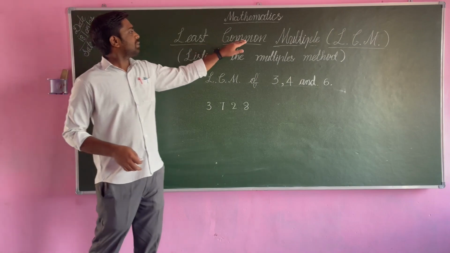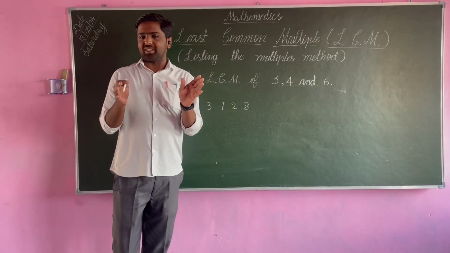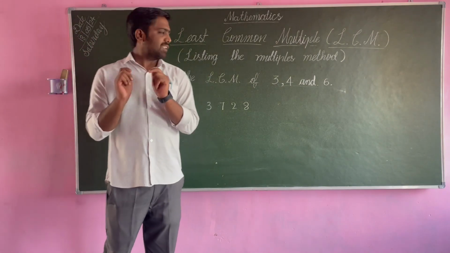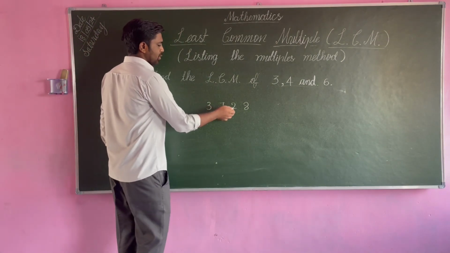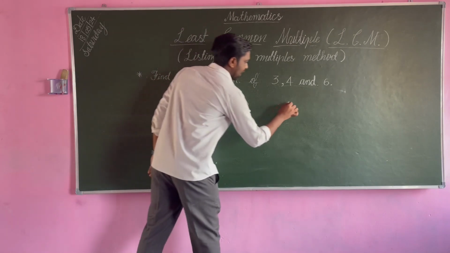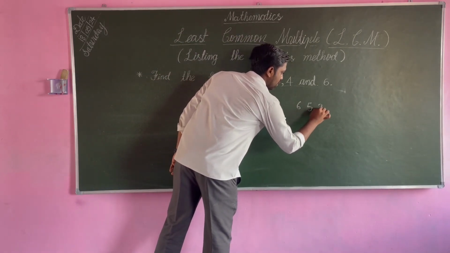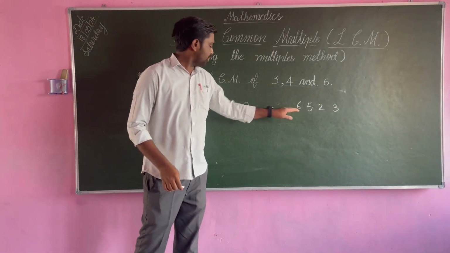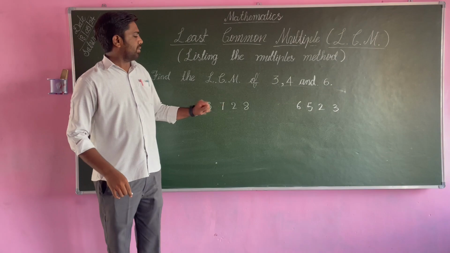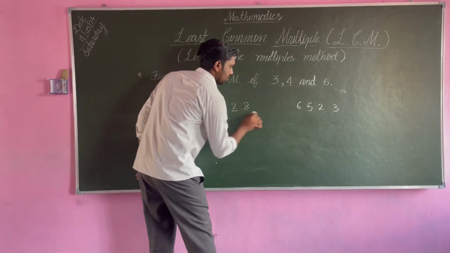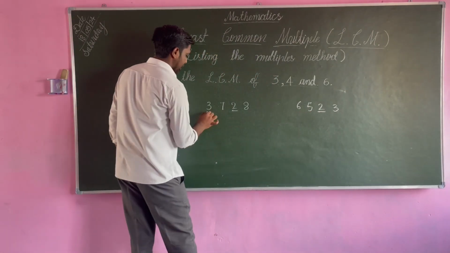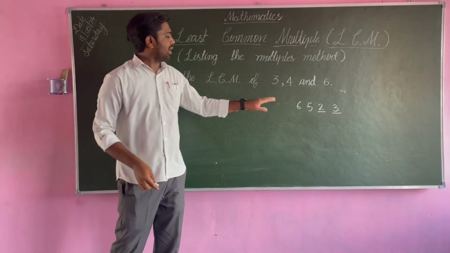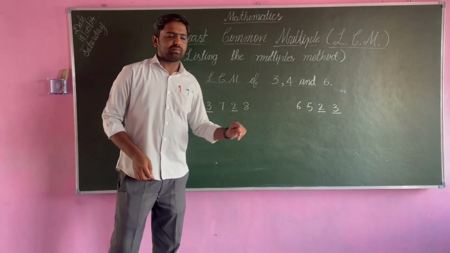Next, what is meant by common? Common means the same amount, or the same number. For example, 3, 7, 2, 8 is here, and 6, 5, 2, 3. In these two groups, which is the common number? 2 and 3. So 2 and 3 are the common numbers in these two groups.